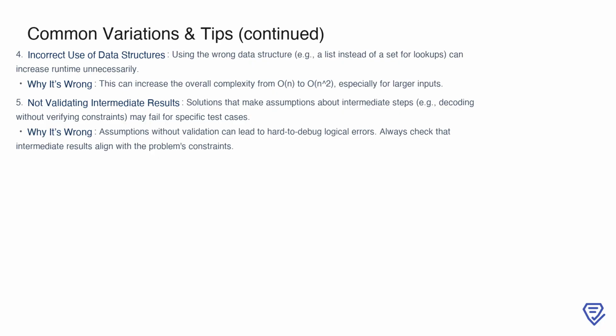It's also important to validate intermediate results as you work through the problem. Some solutions make assumptions about intermediate steps, such as decoding without verifying whether the constraints are being met. This can lead to logical errors that are hard to debug. Always ensure that intermediate results align with the problem's requirements before moving forward.